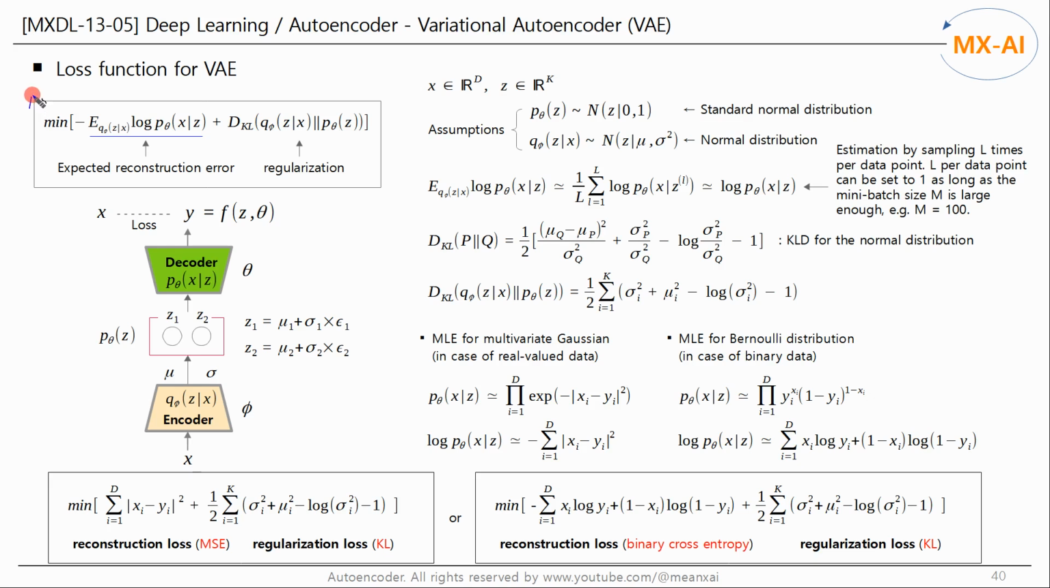So far, we have created an objective function like this. Now let's use this to generate the loss function needed to train a variational autoencoder. The input x is d-dimensional, and the latent vector z is k-dimensional. In this figure, z is shown as two-dimensional, but in reality, it is multidimensional.